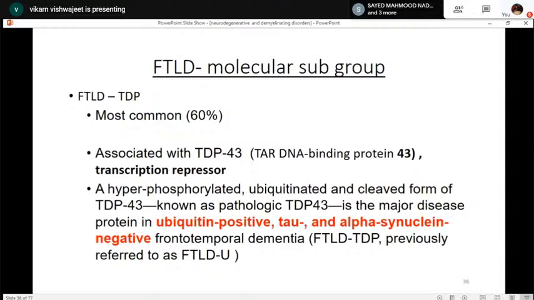Coming to the next, FTLD-TDP. This is the most common subgroup, and it is associated with TAR DNA binding protein 43, which is involved in transcription repression. In this, the inclusion which is seen is ubiquitin positive, tau and alpha synuclein negative.